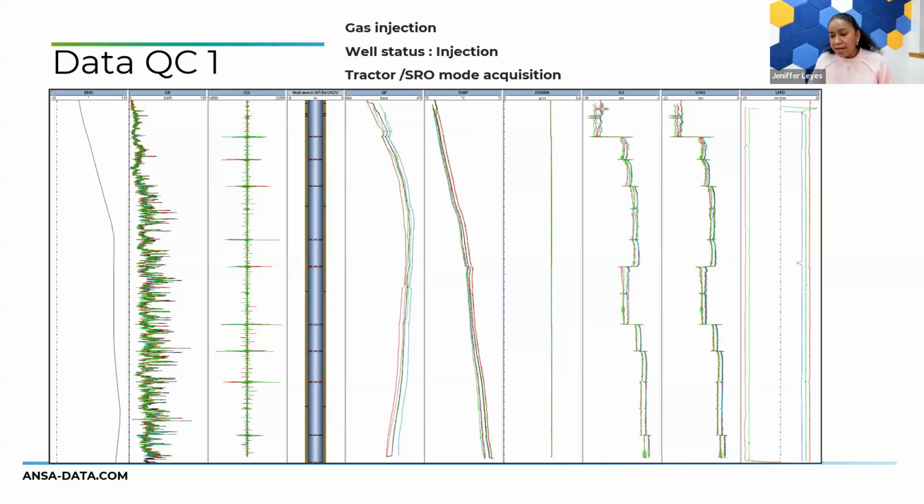Now we have in here our flow meters and our line speed. So talking first about the line speed, we can see that there are 3 passes going down and 2 passes going up.